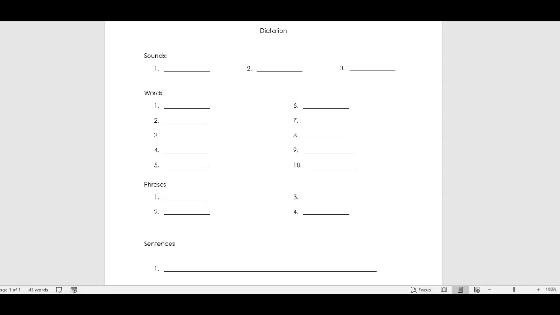So to review, sound number one, z. Sound number two, quoi. Sound number three, y. Word number one, so now we're down here at our words, okay? Word number one, say combat. Tap out the syllables in combat. What's the first syllable in combat? Write that down. What's the second syllable in combat? Write that down.